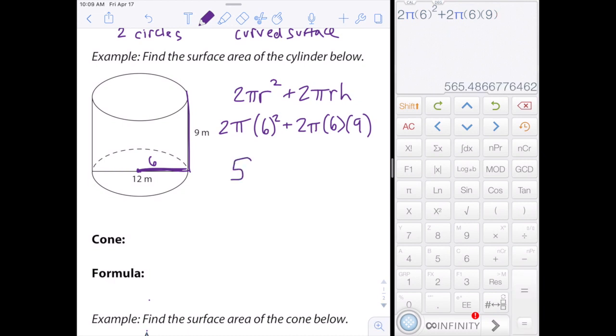And I get 565.49. Round it to the nearest hundredth. And our units, meters squared. I'm done. Pause the video here and take a break. It's good to take breaks.